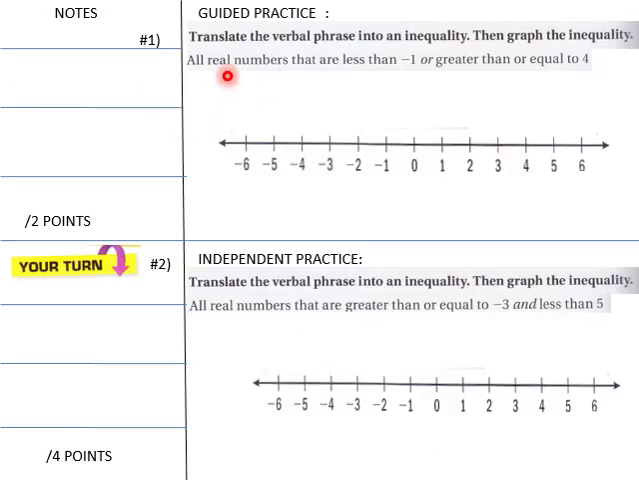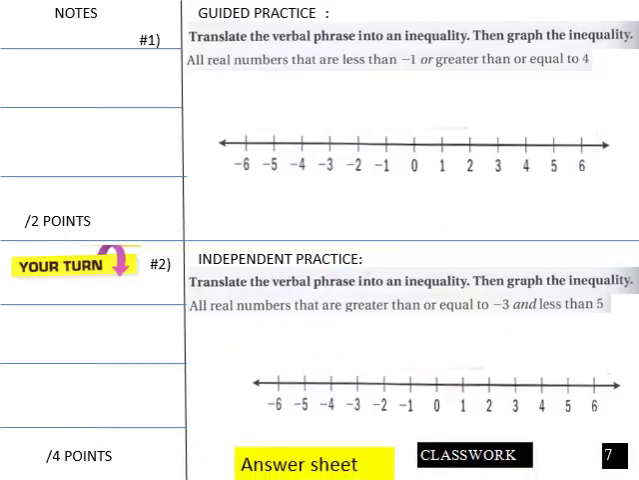Okay, our guided practice, number 1. Translate the verbal phrase into an inequality, then graph the inequality. Here's our number line. All real numbers that are less than -1 or greater than or equal to 4. And then students, this is yours. So watch how we do it.